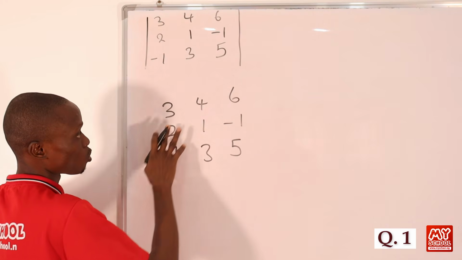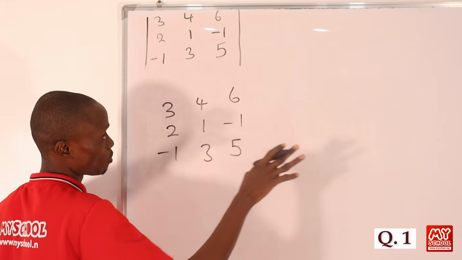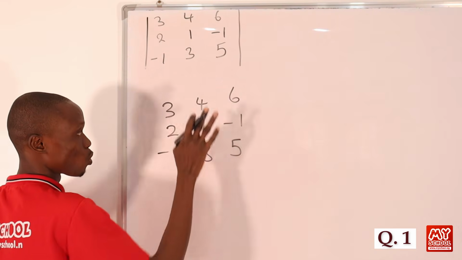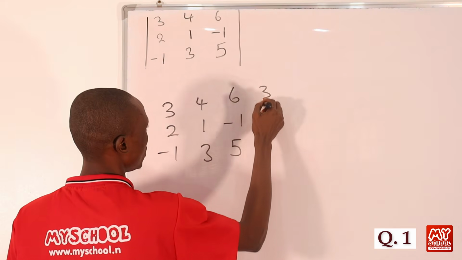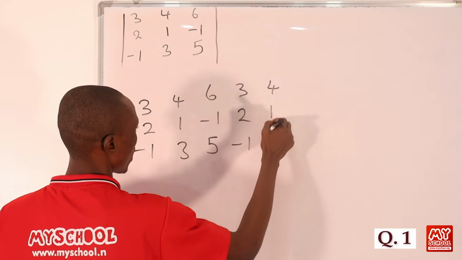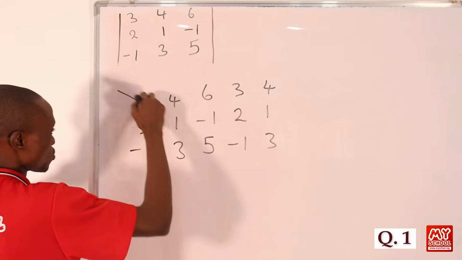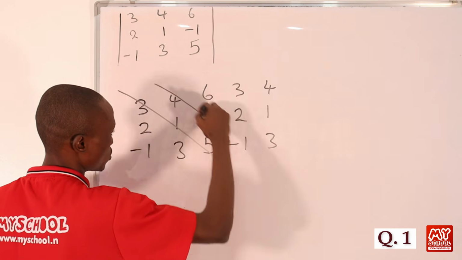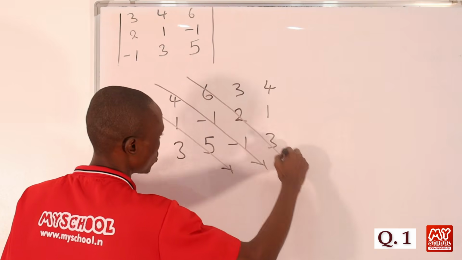So the next step is for me to increase the number of columns of the matrix by rewriting the first 2 columns, right? So you are having 3, 2, and minus 1, and the second one is 4, 1, and 3. Okay, so I'll take a straight line down this way, take a straight line down like this, then take another straight line down.